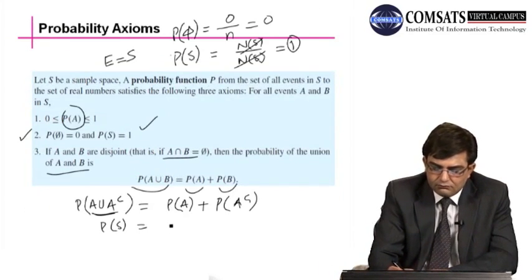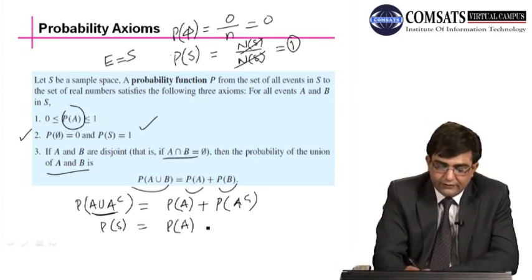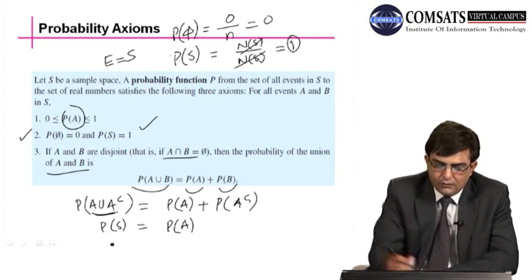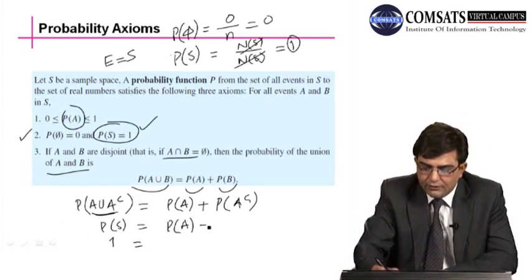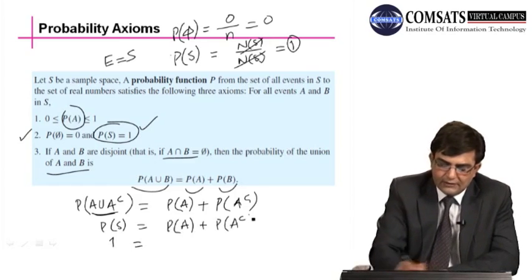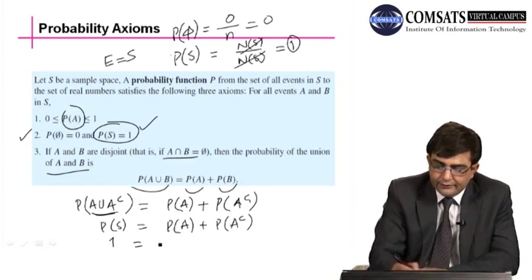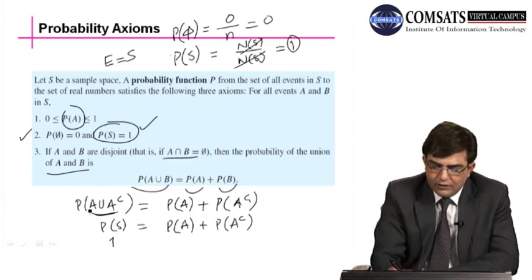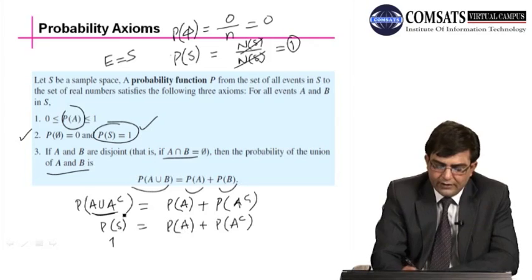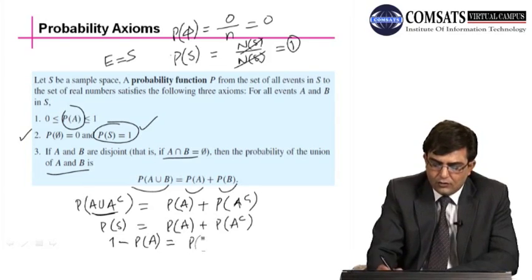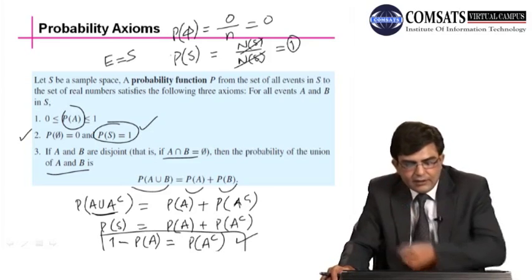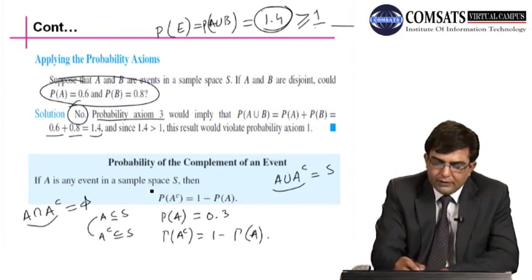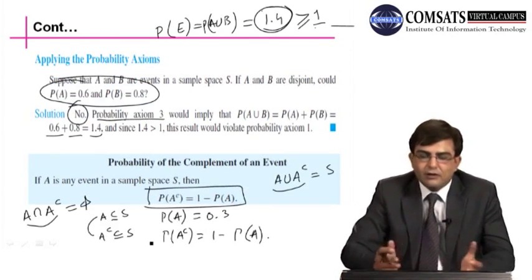The probability of A, we have the same. The probability of S comes to 1, because as we have discussed here, the probability of S is 1. Here we have the probability of A, and here we have the probability of A complement. Now this goes there, and we can take this on the other side. 1 minus P of A is equal to the probability of A complement. So this is how we can write that the probability of the complement of a set is equal to 1 minus the probability of that set.